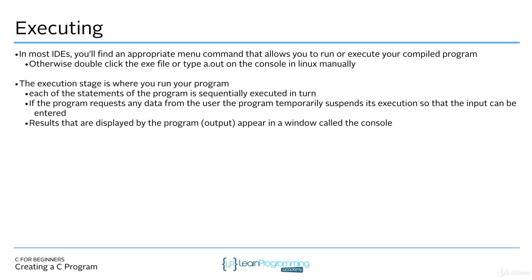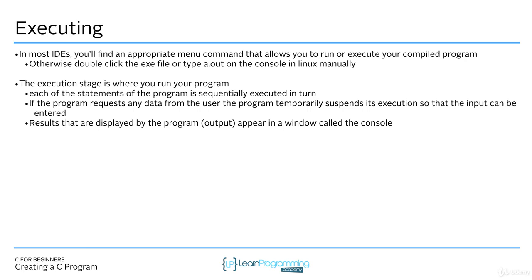So the execution stage is where you run your program. Each of the statements of the program is sequentially executed in turn. If the program requests any data from the user, the program will pause and get that input. It can get the input via the keyboard, or it can get the input via a graphical user interface if you have libraries for that in your C code.